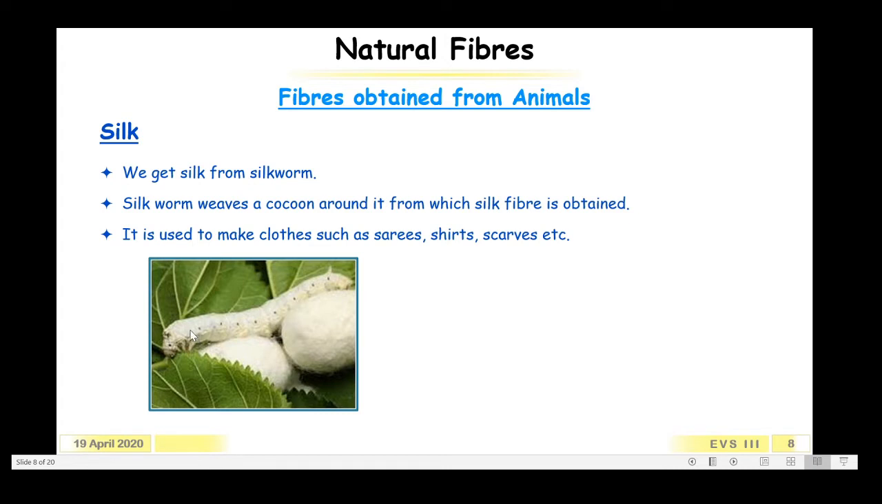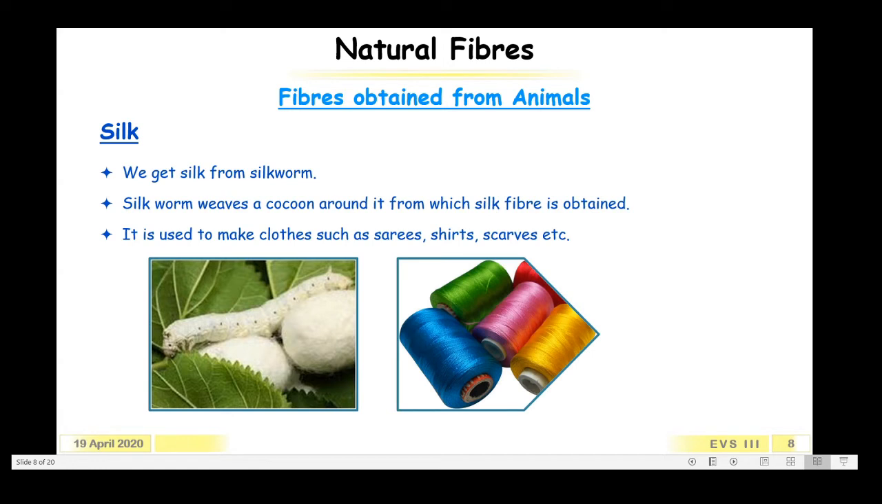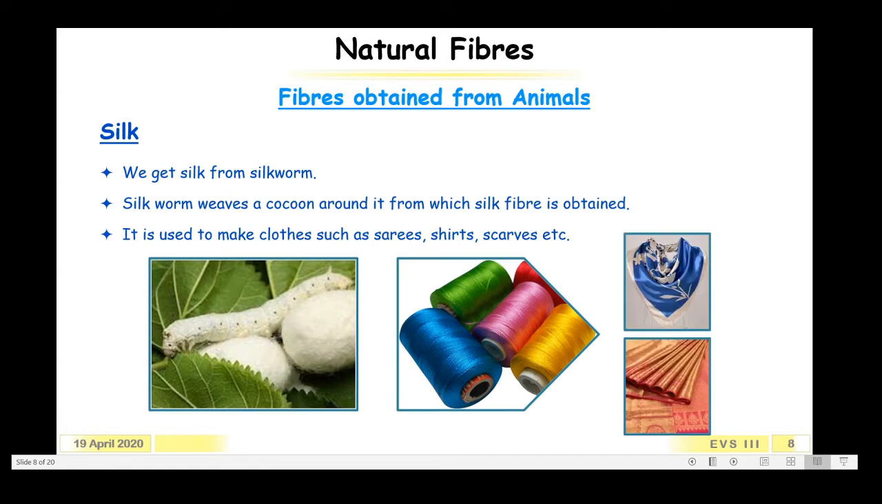See, the silkworm covers itself in a shell-like structure called a cocoon, and the threads which are used to make this cocoon are actually the silk threads which are obtained to make different things like saris or scarves.